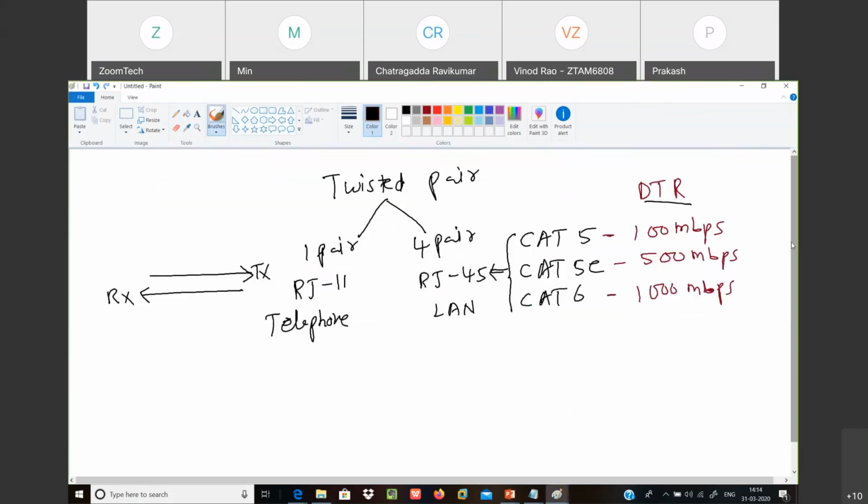Media: twisted pair cables, like single pair and four pair, are RJ11 and RJ45. RJ11 has two wires, one for transmission and one for receiving, and is used for telephone lines. Four pair cables, called RJ45 cables, are generally used for local networks. RJ45 also has different categories: Cat5, Cat5E, and Cat6. Cat5 has a data transmission rate of 100 Mbps, Cat5E 500 Mbps, and Cat6 can support 1000 Mbps.